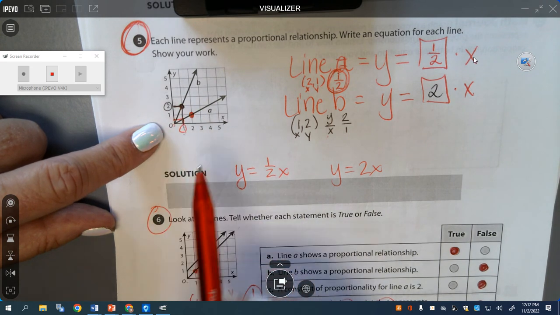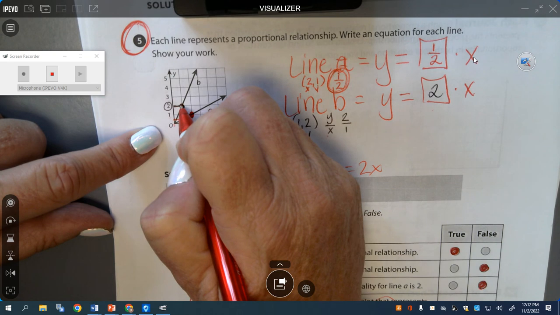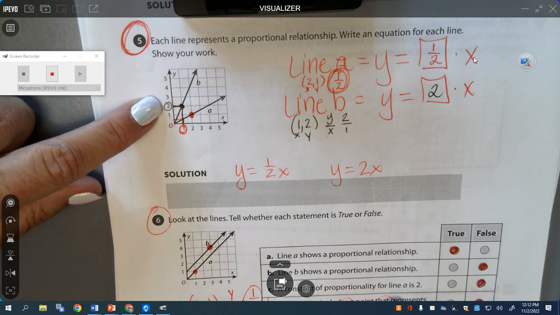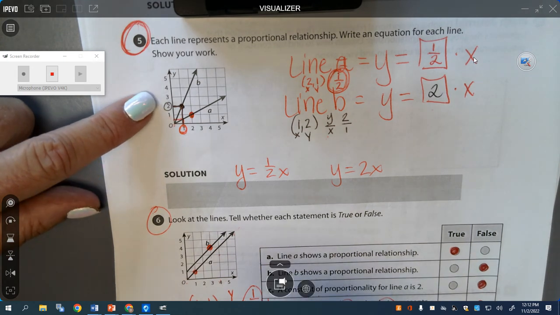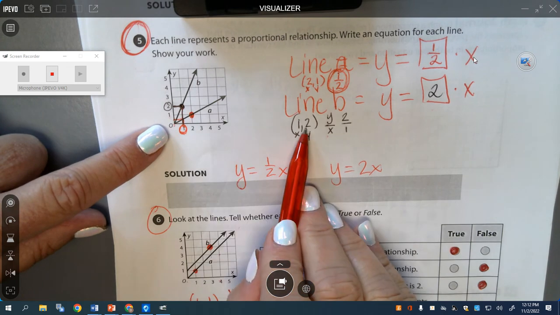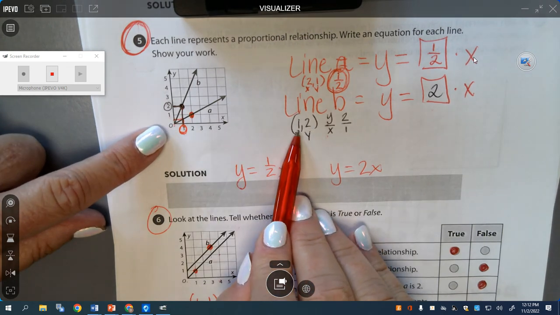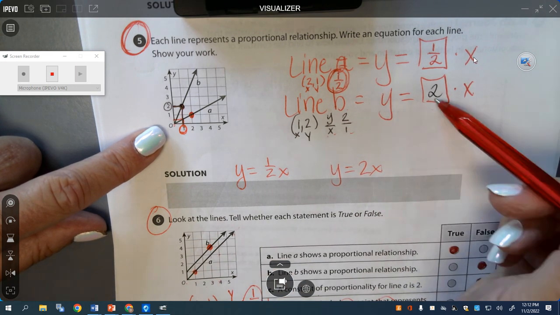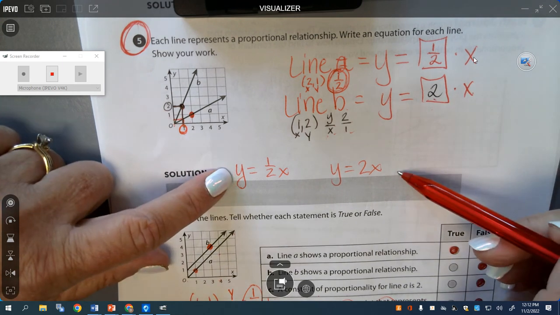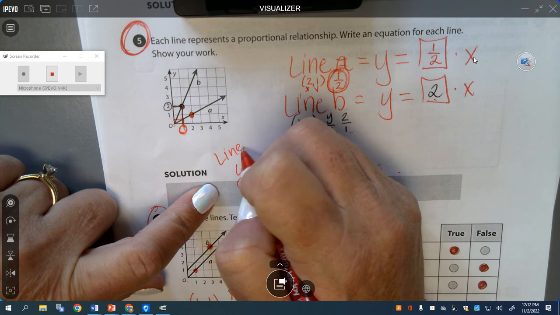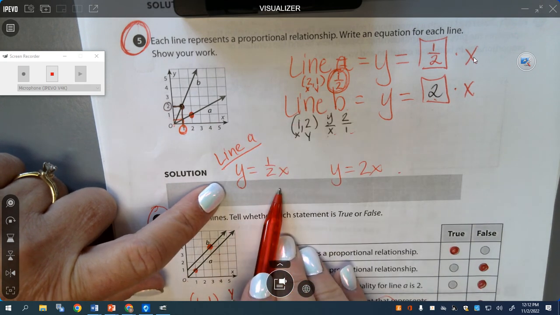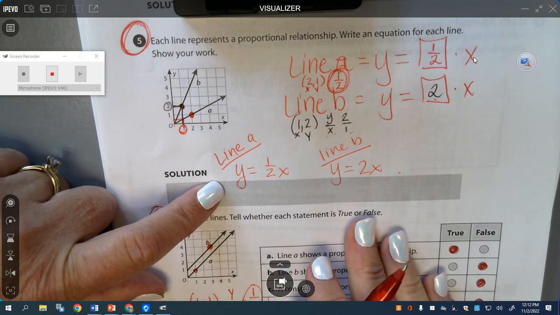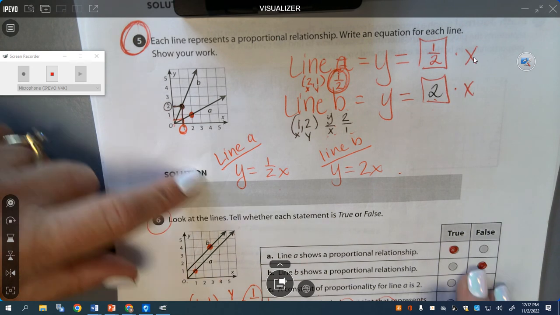Okay, all right, now let's move on to line B. Line B, we're going to go to where 1 is, go up to the line and go over. Lucky, woohoo! What's my y value there? 2, right? Well, if you don't understand that, look, this point right here is (1, 2): 1 on the x-axis, 2 on the y-axis. So y divided by x, 2 divided by 1 is 2. So our two equations, line A is y equals 1/2 x. Line B is y equals 2x. Okay? Got it?